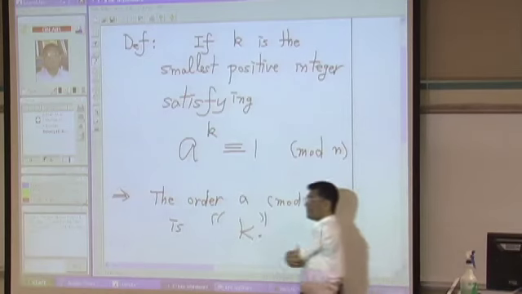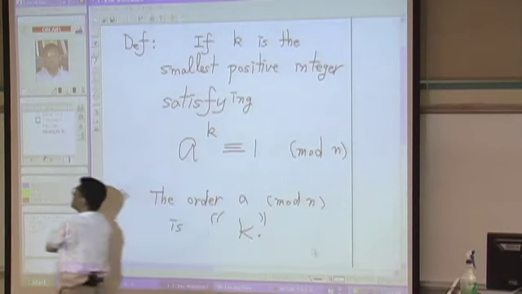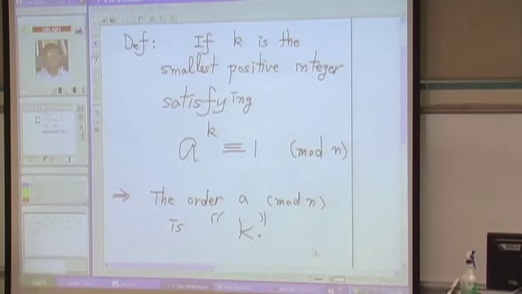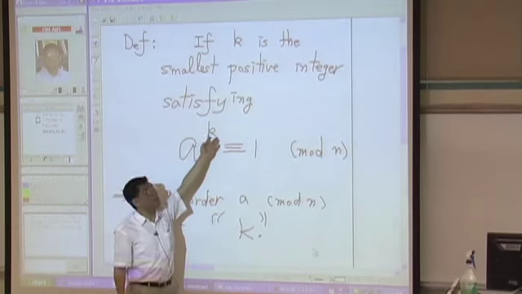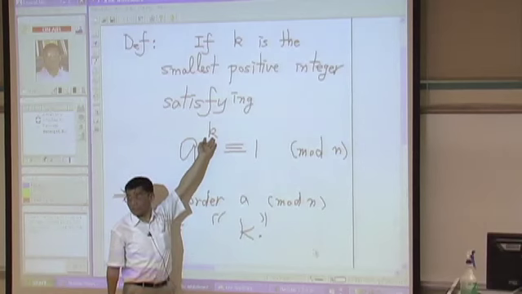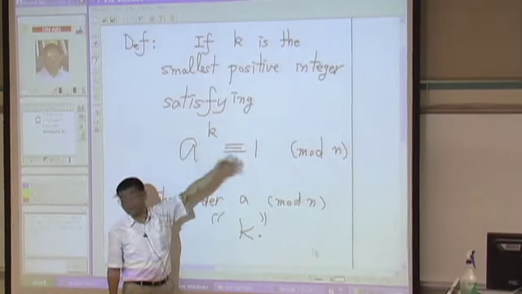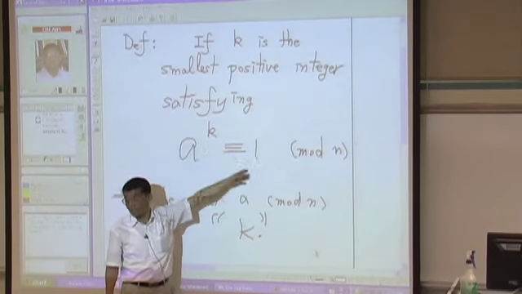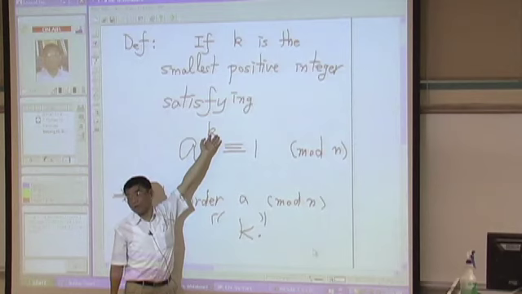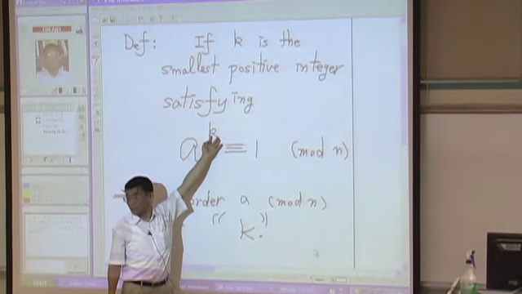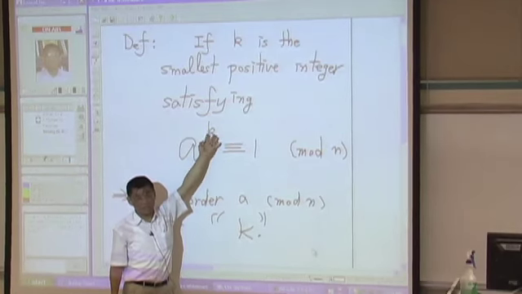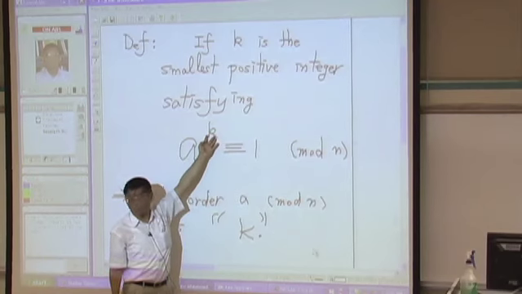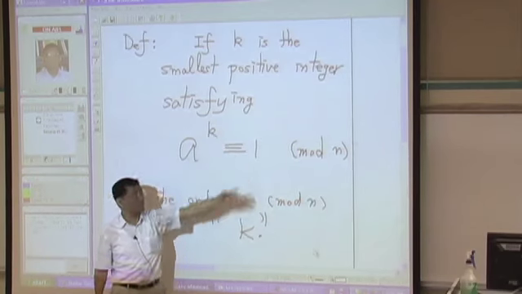So when we consider the order, it means the smallest possible number giving this. Of course, we know that this is true for phi of n, but phi of n could be too large. A to the power of phi of n is always 1. We know that. It's called Euler's theorem, and the special case is called Fermat's theorem. For general n, phi of n is too large, but some smaller k than phi of n exists. This kind of number is called the order.